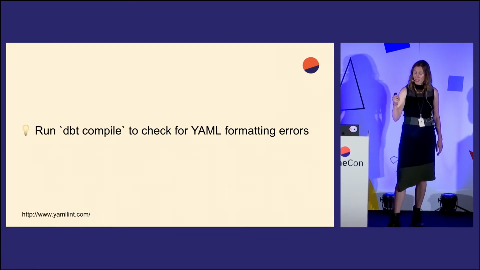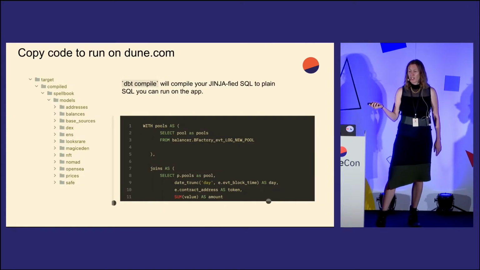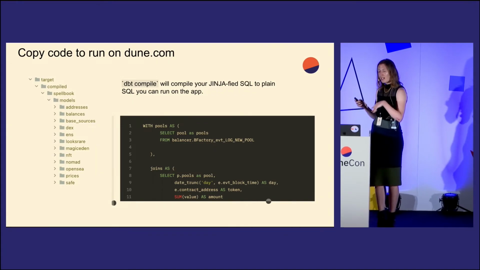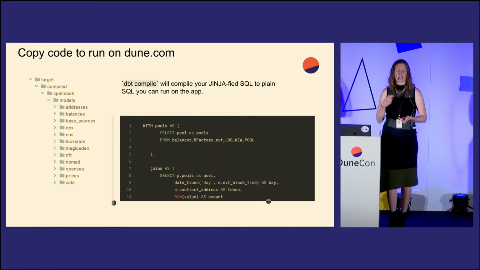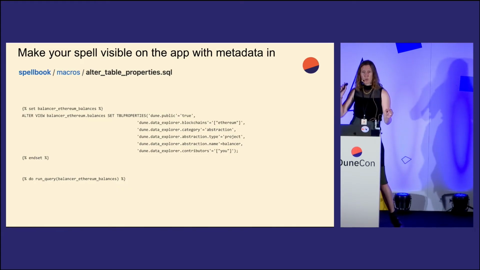Again, you would run dbt compile because you've added YAML. And then you would go to the target file, which is going to take all your SQL that you've added Jinja blocks to and turn it back into SQL. And you can just double check that it's still running by pasting it into Dune and running it.